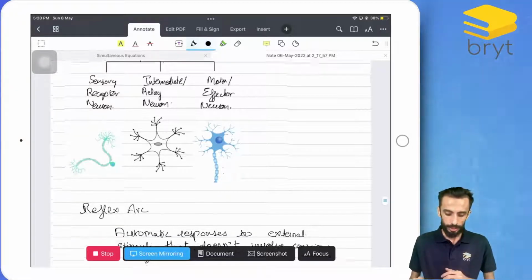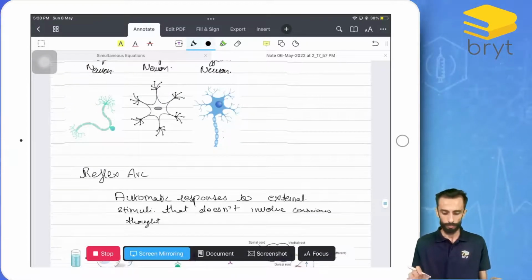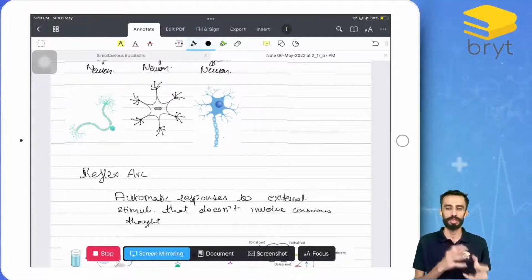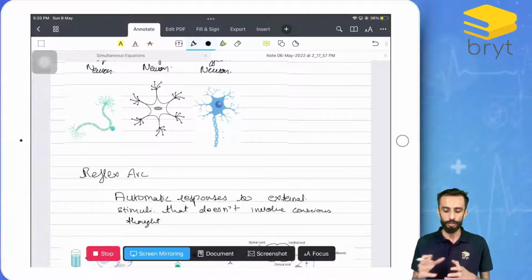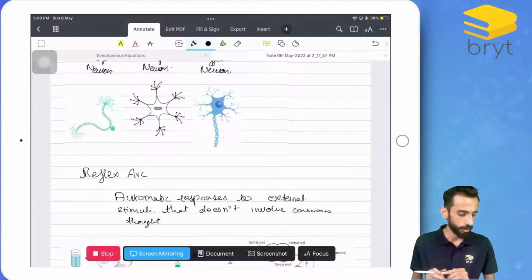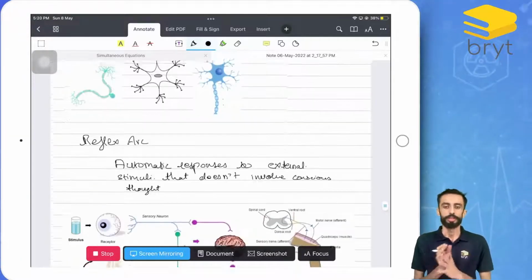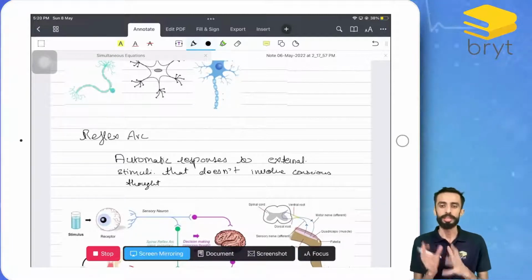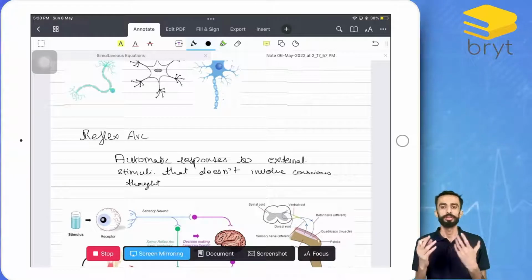Okay. Lastly, you have your relay neuron, which basically coordinates responses from your sensory neurons to your effector neurons. So that is basically your different types of neurons.